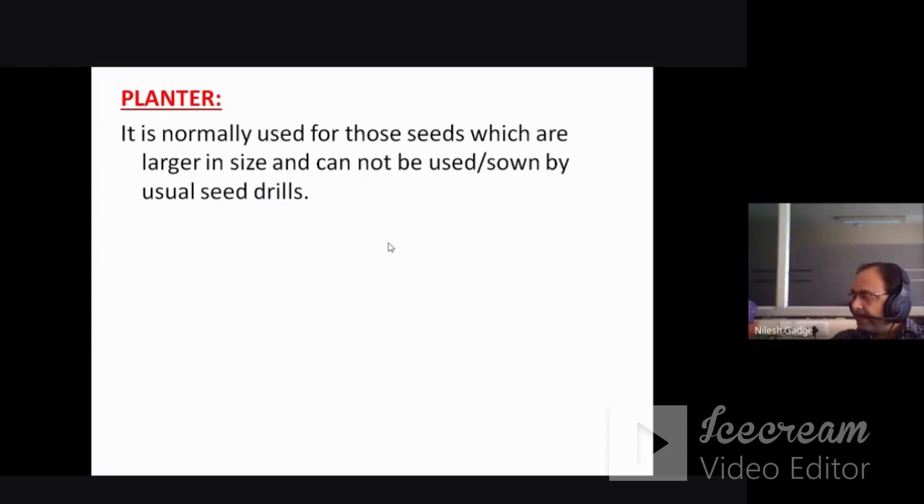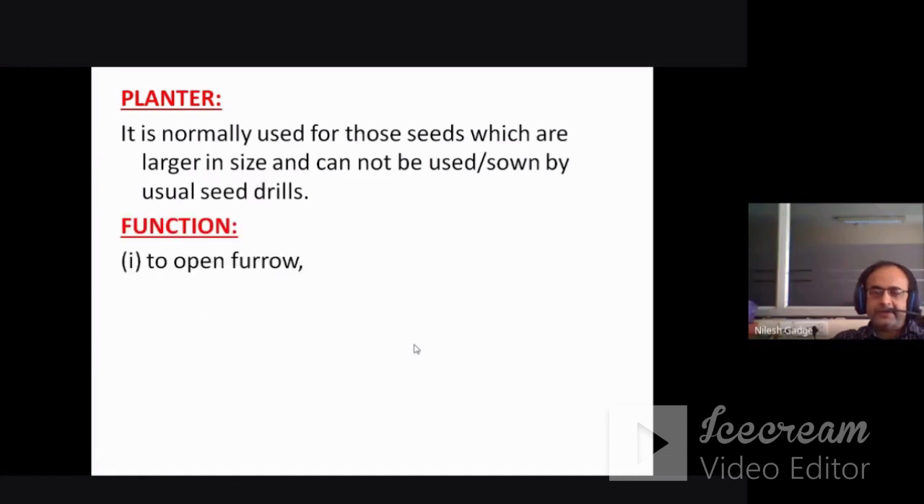The sizes of the seeds are different, so the metering mechanisms are different. Metering mechanisms are different. So there are some basic differences which I have already told you.